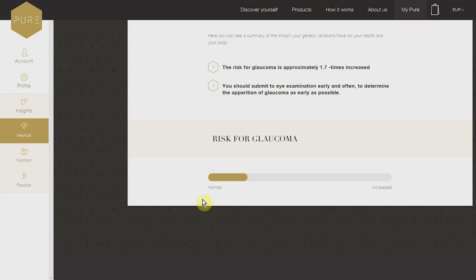You might be in the normal range, which means go to normal eye checkups, or you might be at increased risk, and that means you should go on more frequent eye checkups. You should talk to your doctor about your increased risk, and you should do more thorough checkups to see if the disease is developing. And if so, you should start medical treatment to make sure that your retinal cells are protected.